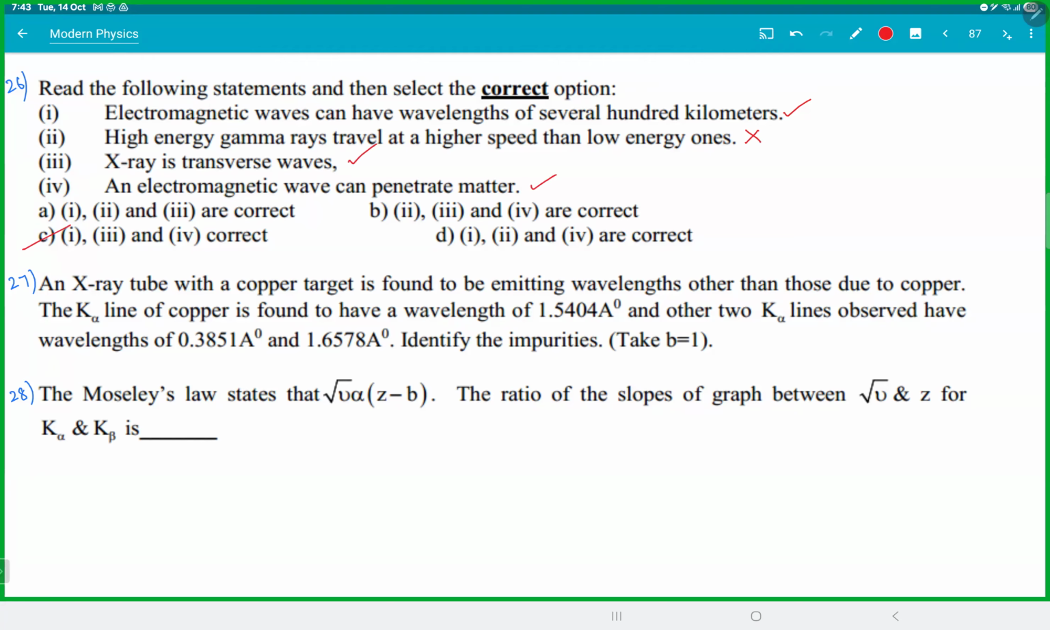They do ask. 27. An X-ray tube with a copper target is found to be emitting wavelengths other than copper's. So the target has some impurities. The K alpha of copper is 1.5404 and the other two K alphas are 0.3851 and 1.6578. Identify the atomic number of the impurities. Think, take a minute, how will you approach that?